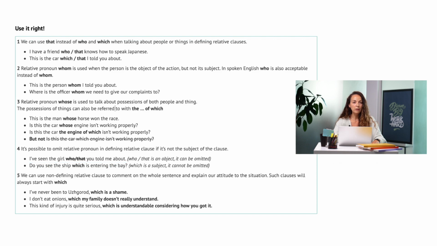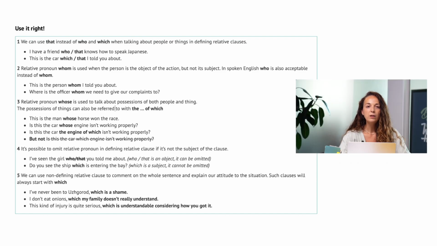But what about this one? Do you see the ship which is entering the bay? In this sentence, the relative clause is which is entering the bay. If you look at it one more time, you'll see there is no doer of the action apart from which. It means we can't omit it.